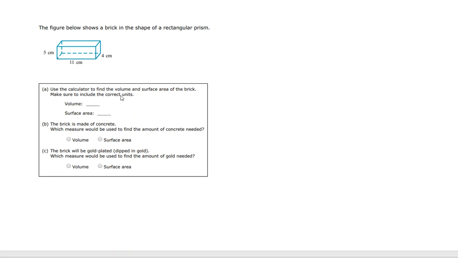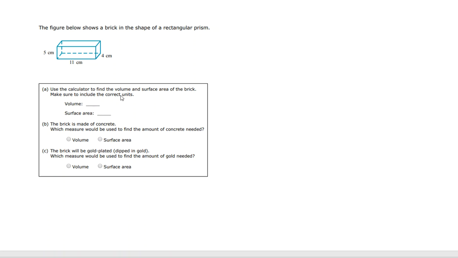Hi you guys, this video lesson is for the Volume 5 ALEKS assignment. In this assignment you will be doing both surface area and volume for a rectangular prism. So let me go ahead and just go through a few examples for you.